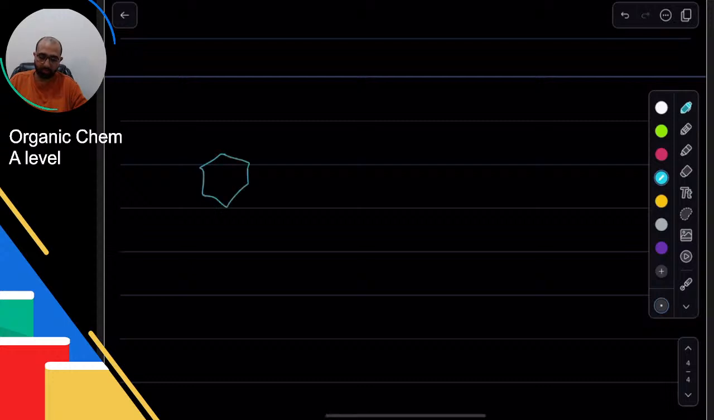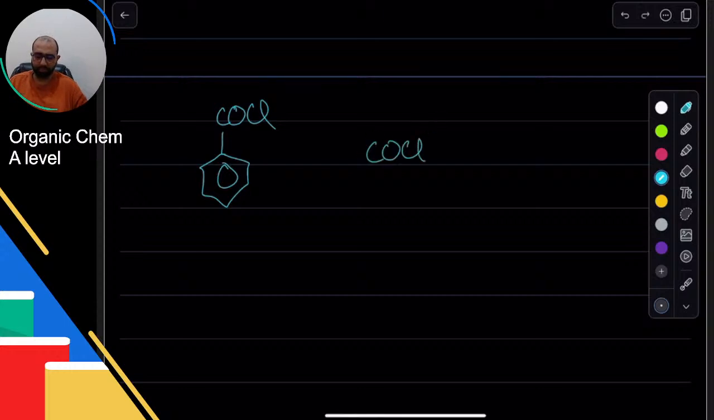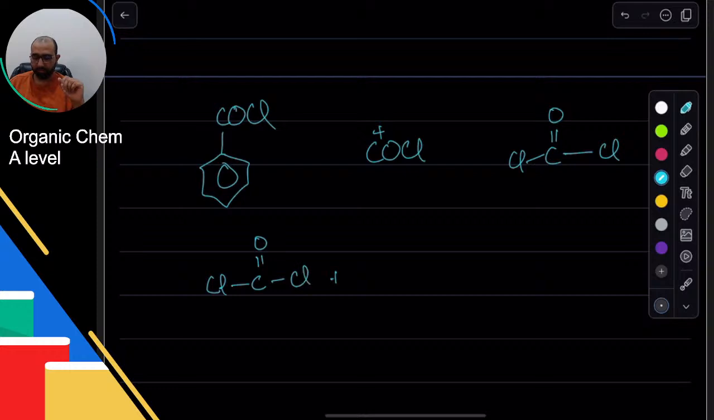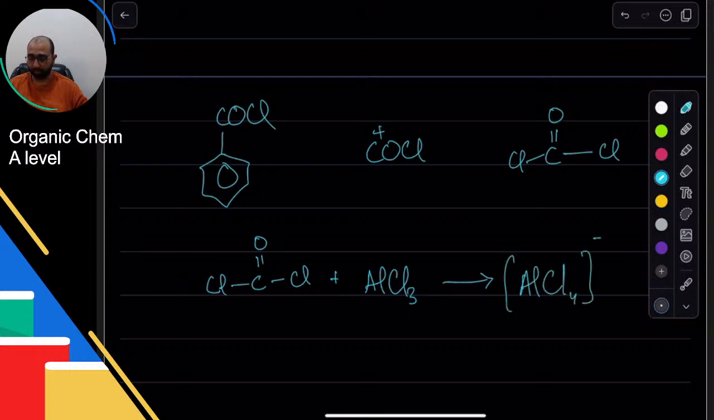Okay, I want this compound. COCl, which means I need COCl positive. Not positive there, I mean the carbon will be positive. How do I get that? You need this to react with Cl. Okay. Then that thing reacted with aluminum trichloride. Aluminum trichloride is going to make an AlCl4 dative bond with the chloride, plus COCl positive. Done.